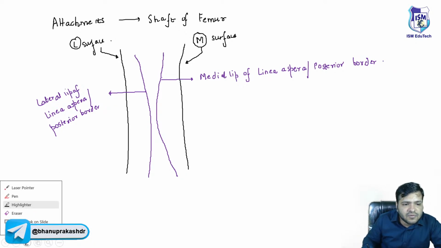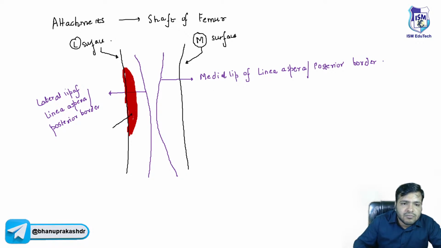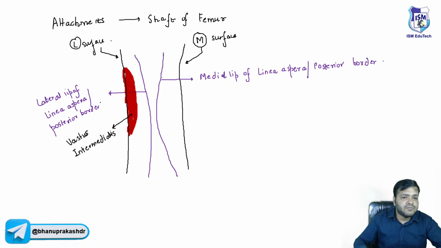Now, on the lateral surface, beta, there is a muscle which is attached on the lateral surface of the femur bone. Yes, remember this muscle, it is named vastus intermedialis. Now remember, beta, this vastus intermedialis is not attaching to linea aspera.